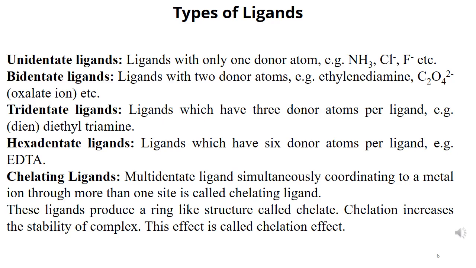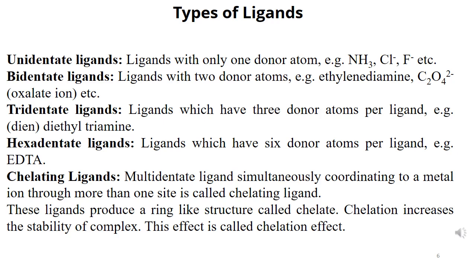So what are bidentate ligands? Bi is used for two. So ligands which have two donor atoms are called bidentate ligands. And examples of bidentate ligands are ethylene diamine and oxalate ions.